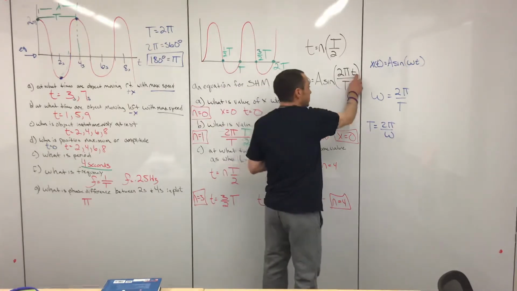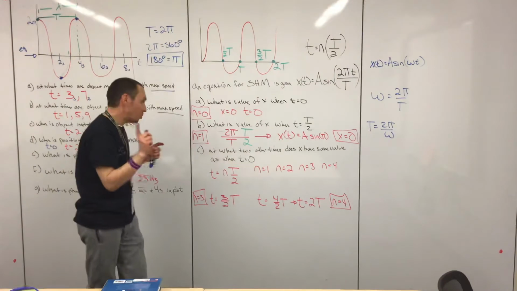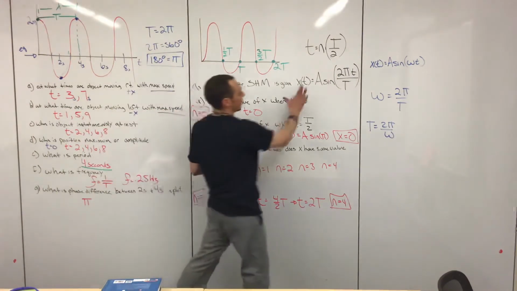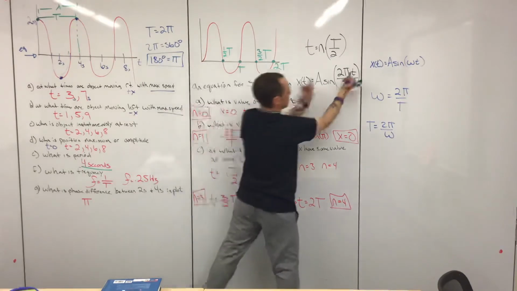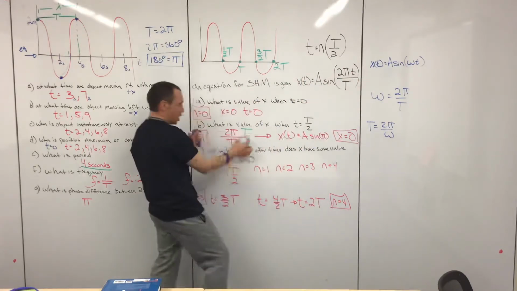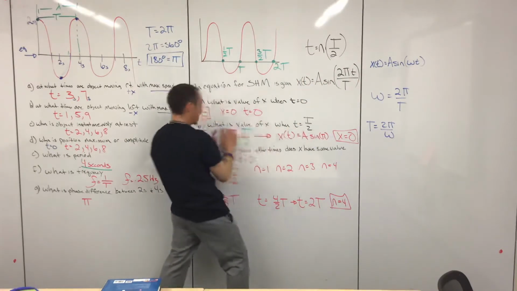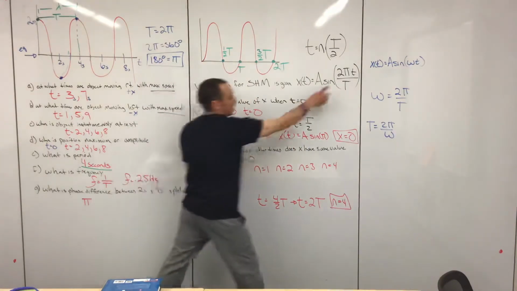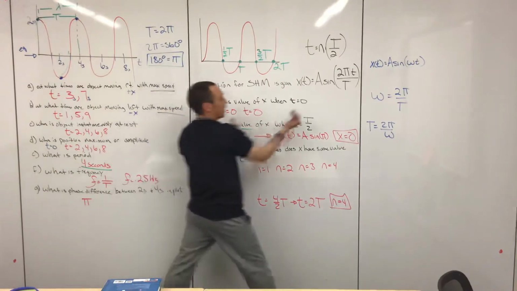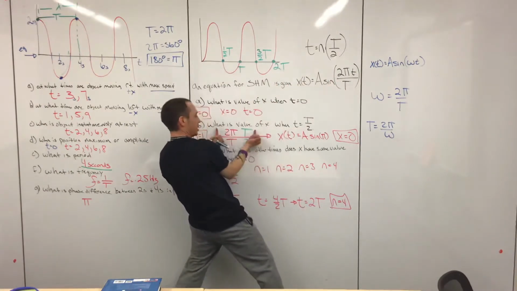So what you want to do is, again, replace t with half a period, which is what I did here. Now I didn't write the whole equation out, I'm just looking at the function. So 2 pi t is this part, but then I replace t with t over 2, because that's what they're asking us to do. What is the value of x when t is t over 2? So I replace t with t over 2.